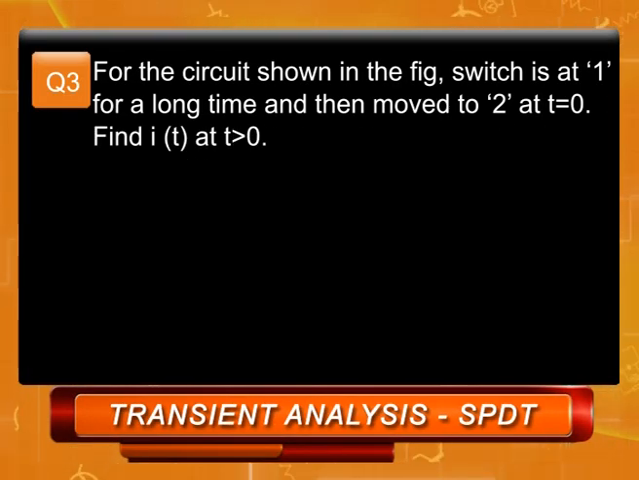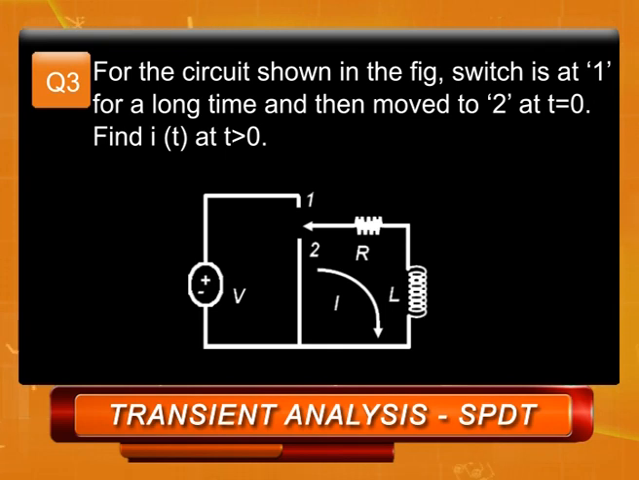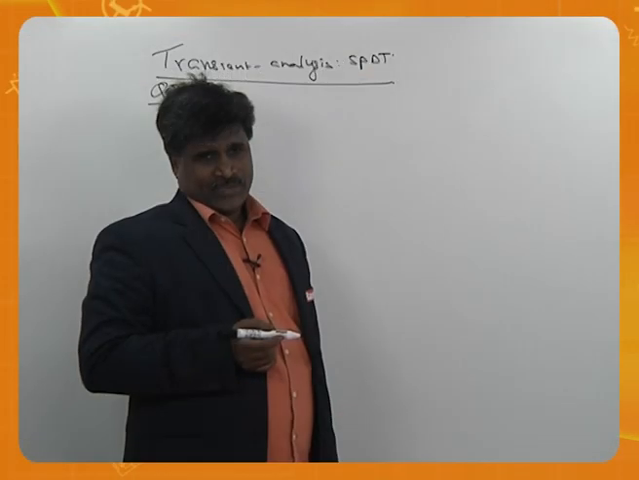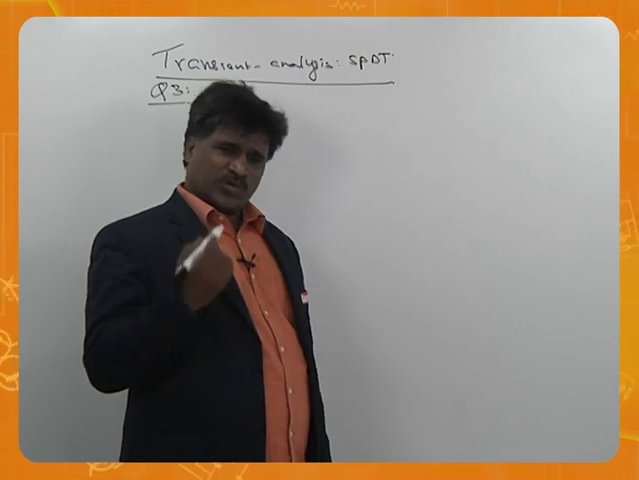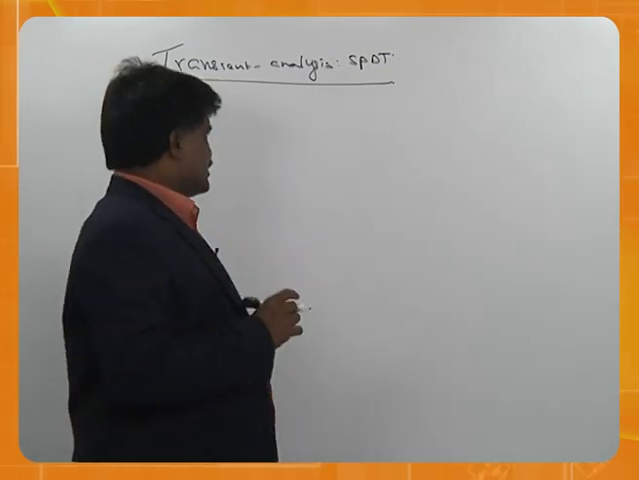Question number 3. For the circuit shown in figure, switch is at 1 for long time and then moved to 2 at t equal to 0. Find i(t). Indirectly, he is asking the total problem. He is not asking any step to be skipped.